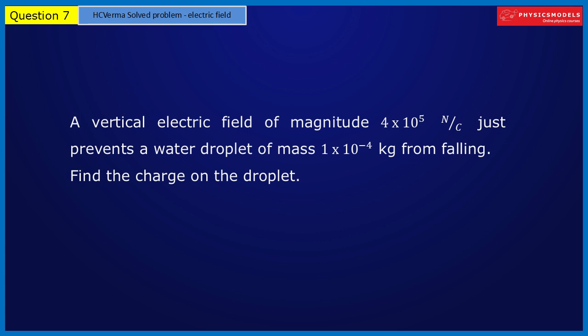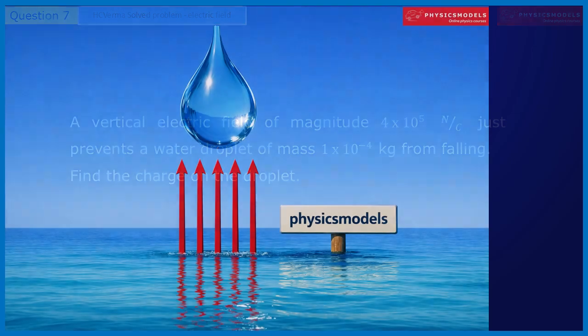There is a vertical electric field which just about balances a water drop falling from the sky. It obviously means that the electric field is pointing upwards and the drop is falling downwards. We have to find the charge on the water drop.